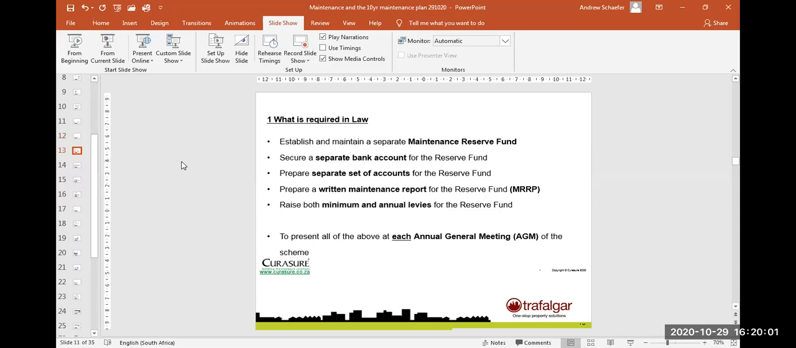So what is required in law for our 10-year maintenance plan? Well, what is required is to establish a maintenance reserve fund, to have a separate bank account, a separate set of accounts. It must be a written maintenance, repair and replacement report, and there are annual and minimum contributions. So we're going to circle back to the minimum and annual contributions, but it's important for the trustees to understand that there's definitely two contributions that we need to make, and each of the above together must be submitted at each AGM, and it must be done for each consecutive AGM after that.